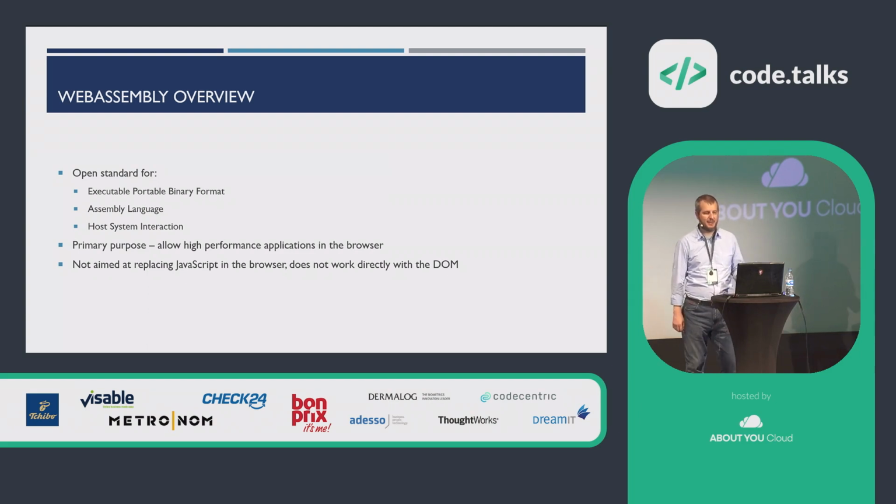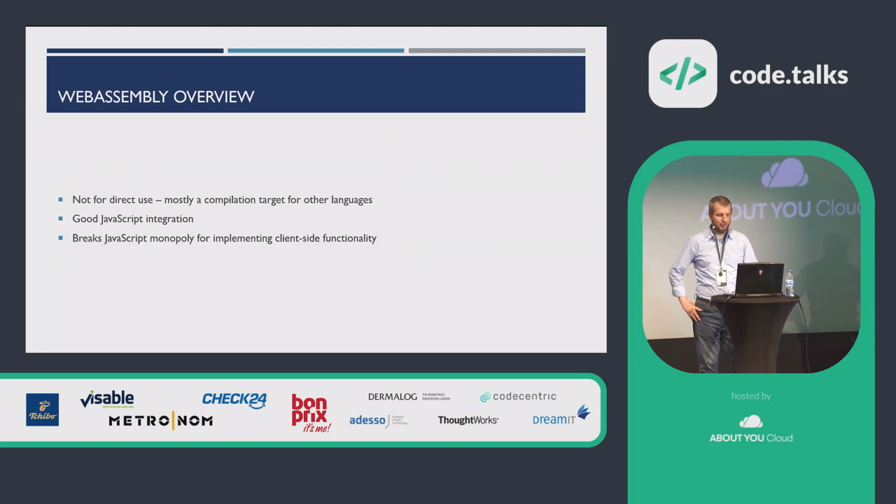So it's really aiming at bringing performance to the browser. It's not aimed at replacing JavaScript in the browser as of yet. It's more like it works together with JavaScript. Currently, it doesn't even offer direct access to the document object model. So JavaScript still is necessary, let's say. It's also not really intended for direct use. You're not supposed to write programs in WebAssembly assembly language. But yeah, it's mostly a compilation target for other languages. So you're supposed to be compiling something to WebAssembly assembly language and then executing it in the browser. We already said it does have really good JavaScript integration, and that's how you can achieve the full functionality.